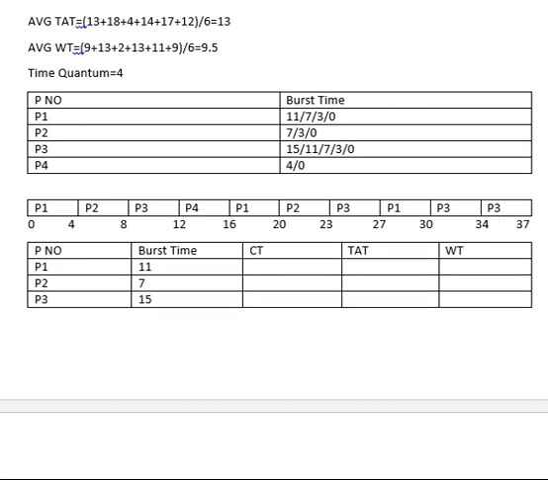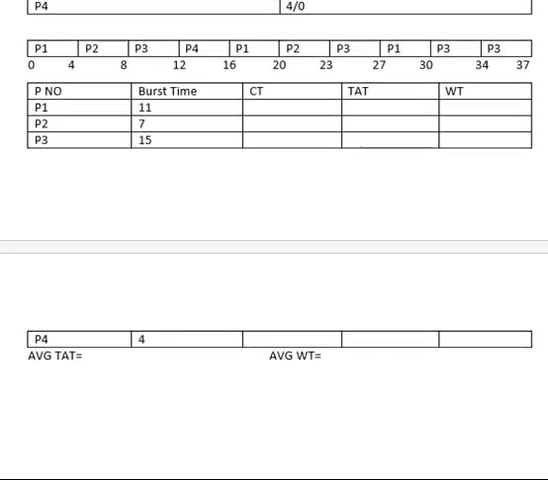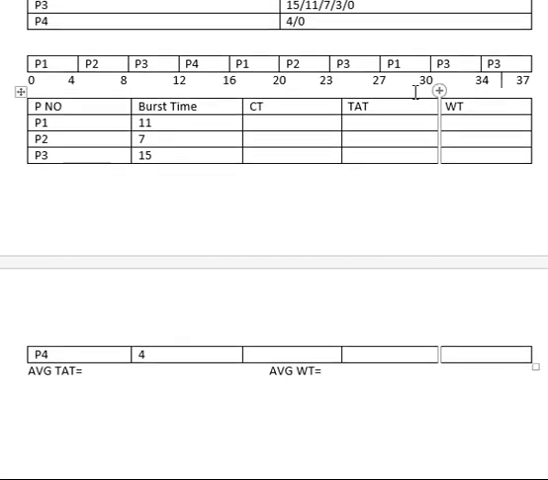So that's your Gantt chart. Now I think it should be easy for drawing the table also. So completion time for P1, you have to see it from the right hand side. So from here right hand side, P1 has finished at 30, so completion time is 30. P2 has finished at 23. P3 has finished at 37, and P4 has finished at 16, right?